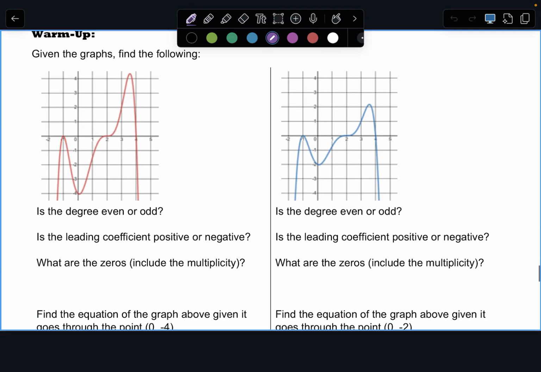So first, this first one on the left, it says, is the degree even or odd? Let's look at our end behavior. It has two arrows pointed down, same direction. Would that make our degree even or odd? Even. They're the same. Even. Okay. The right side of my graph is pointed down. So is my leading coefficient positive or negative? Negative.